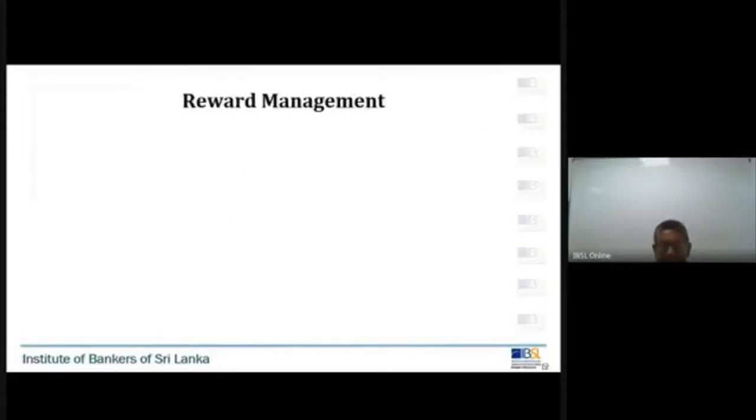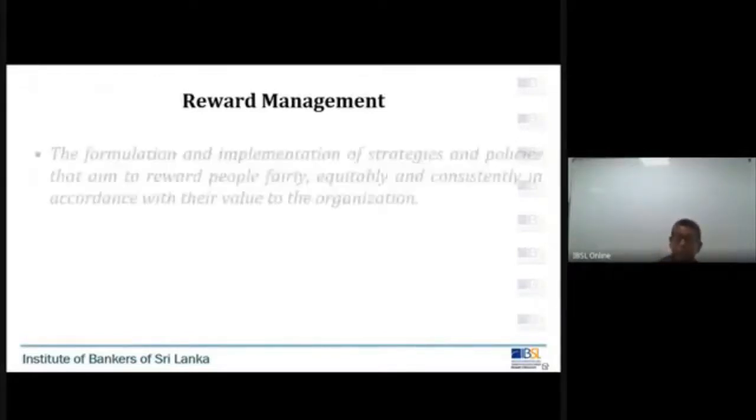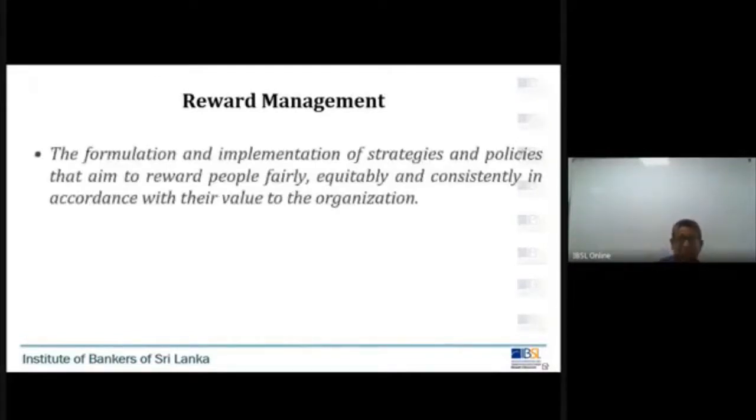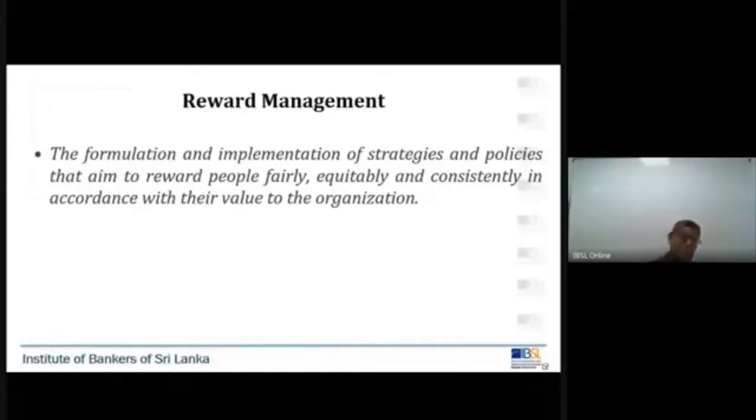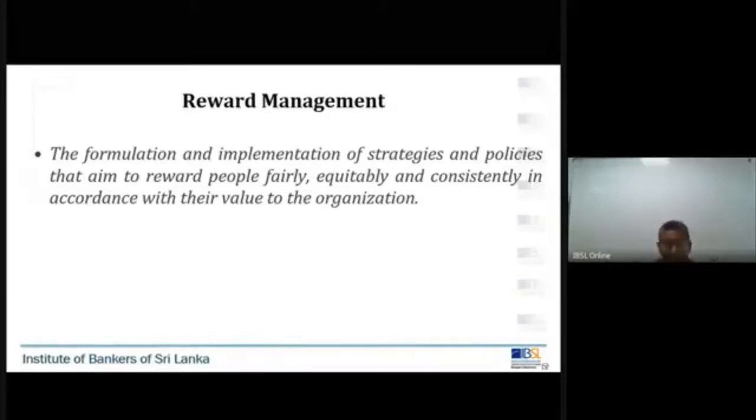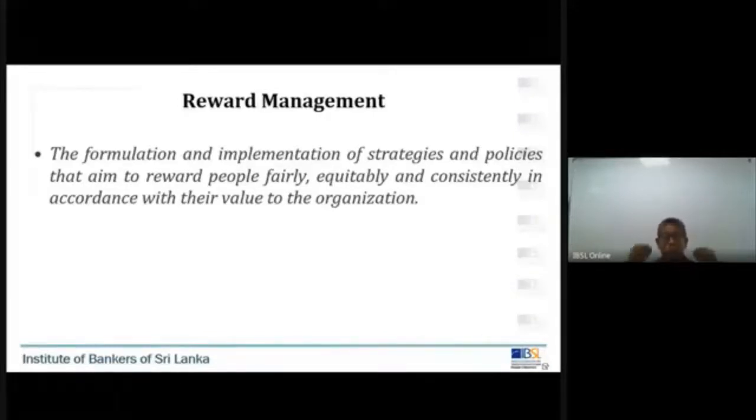Reward management, right? It is the formulation and implementation of strategies and policies that aim to reward people fairly, equitably, and consistently in accordance with their value to the organization. Now, remember, reward management is benefited by performance evaluation, right? But reward management is a totally different thing. But reward management means how you are going to value your position or your job within your organization.